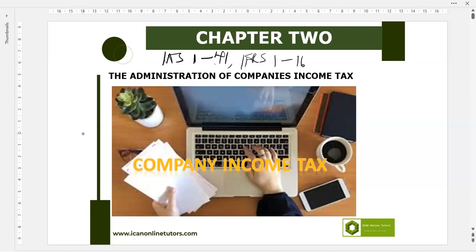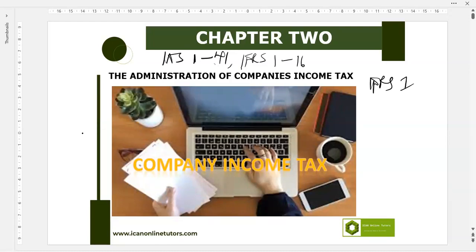For each of these accounting standards, we started with IFRS 1 because what we are considering has to do with when the International Financial Reporting Standards were adopted in Nigeria, as far back as 2010, 2011. So almost all companies will be affected by the provision of IFRS 1, which has to do with the first time adoption of IFRS.